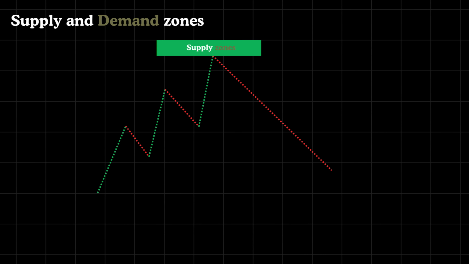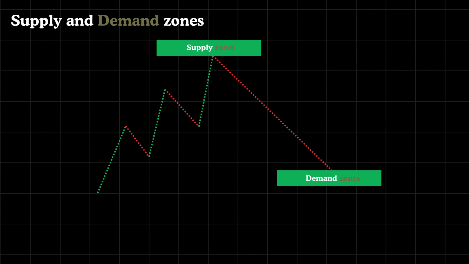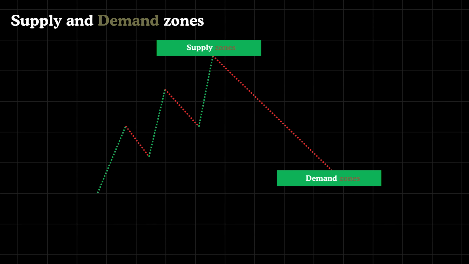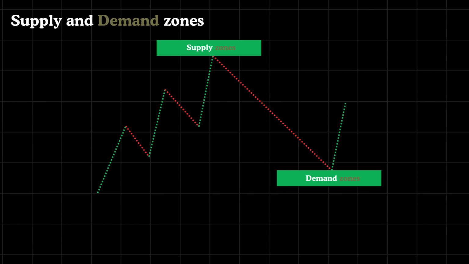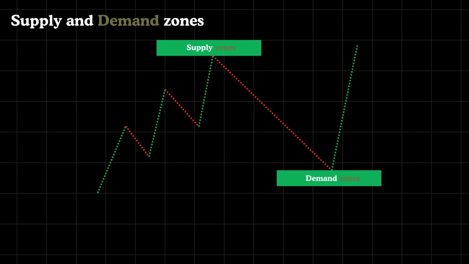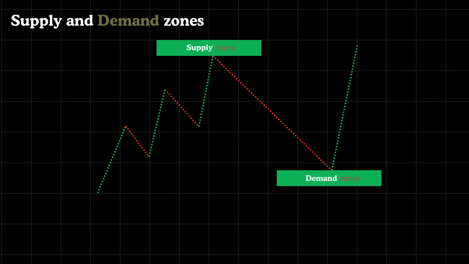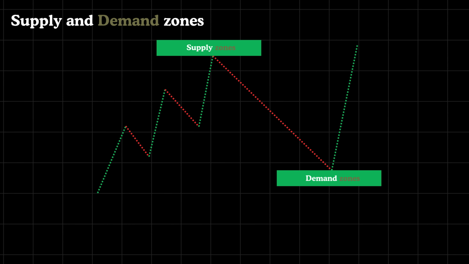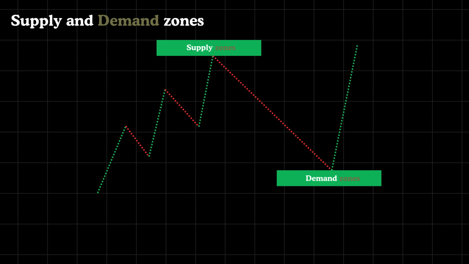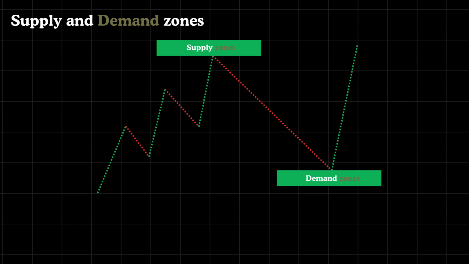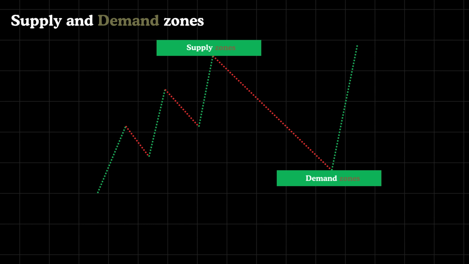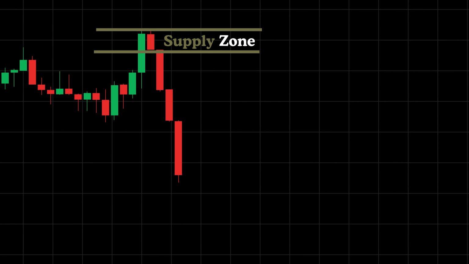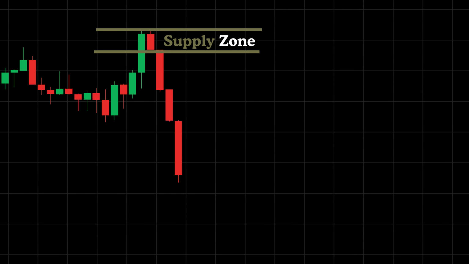In contrast, a demand zone is where buyers come in aggressively, halting price from dropping further. It usually appears after a sharp downward move, signaling that smart money is entering the market and pushing price upward again. Both supply and demand zones are critical reaction points on the chart, and they provide valuable insights for building high-probability trade setups. There are 4 key factors for recognizing a valid supply or demand zone.